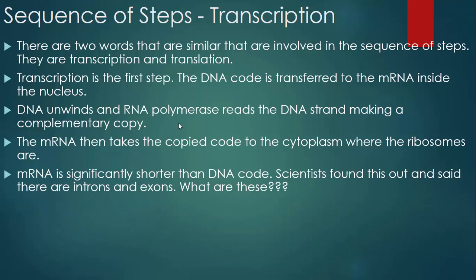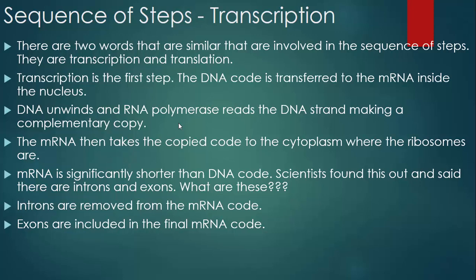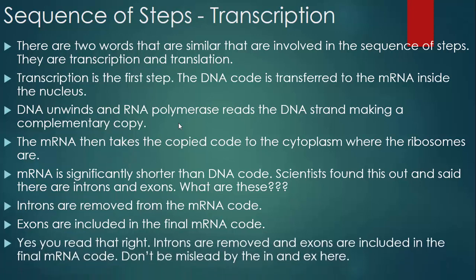Scientists found this out and said there are introns and exons. So what are these? And don't be misled by the prefix. The introns are removed from the mRNA code. The exons are included in the final mRNA code. And yes, you read that right. Introns are removed. Exons are included in the final mRNA code. Don't be misled by the prefix N or the prefix X here. They're very easily confused. It's a very easy one to study, but if you don't study it, you're going to be misled by the N and X prefix, and you'll get it wrong, and we don't want that happening.